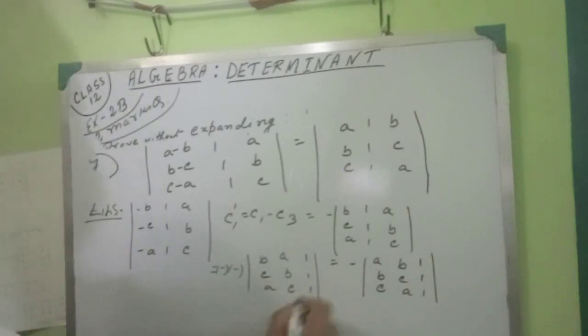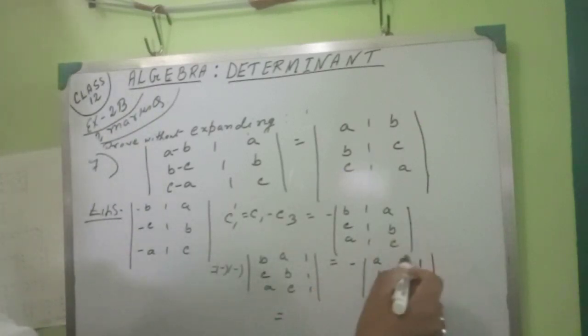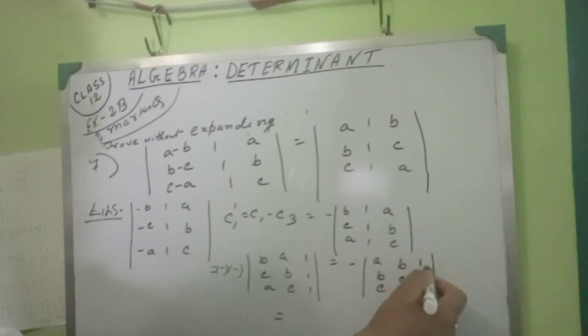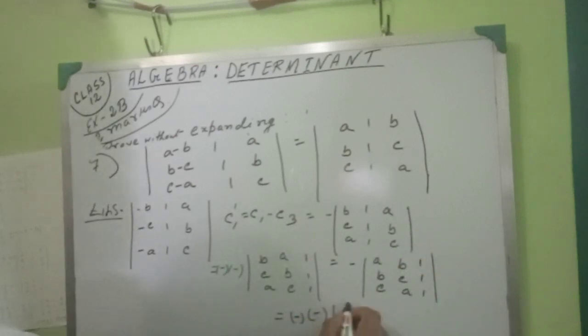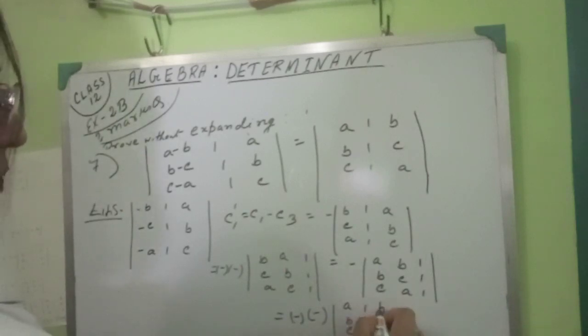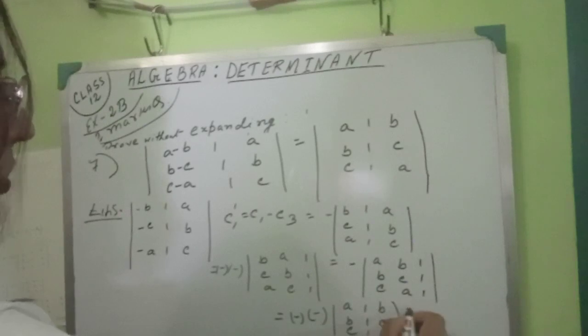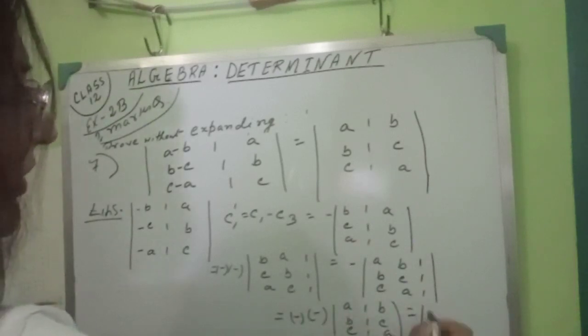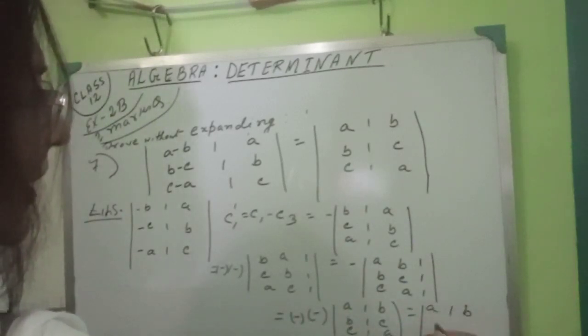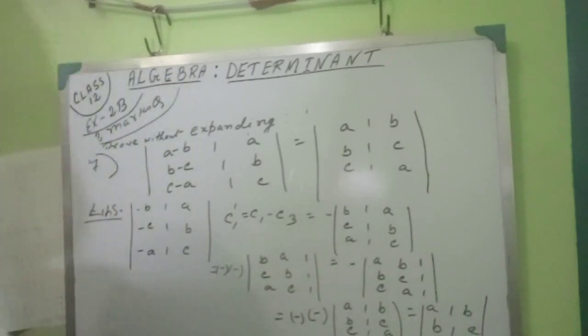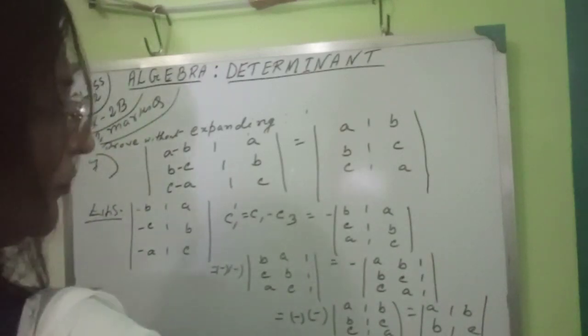This is again, change the second to the third and third to the second. Again two minuses. So it will be A, B, C, 1, 1, 1, B, C, A. Okay, so minus minus plus, the ultimate value is A1B, B1C, C1A. This only we have to prove.